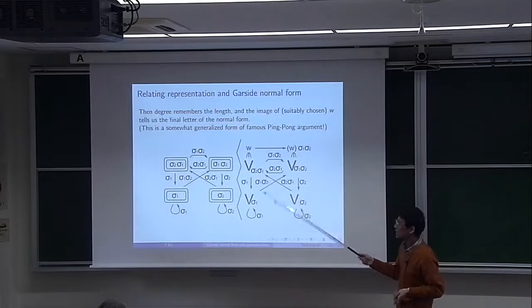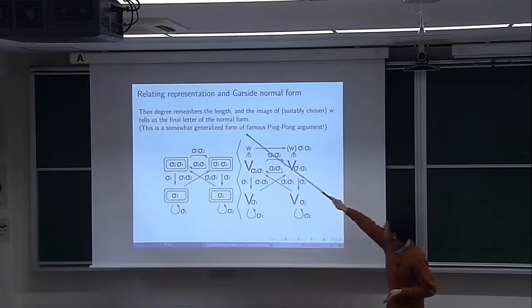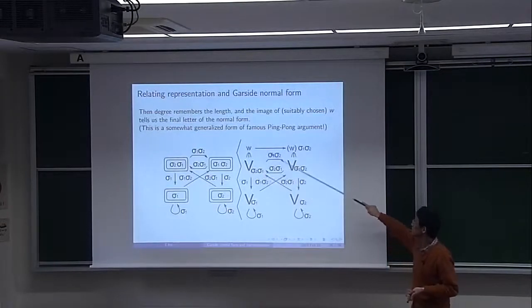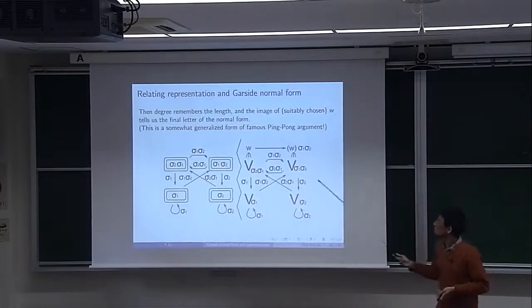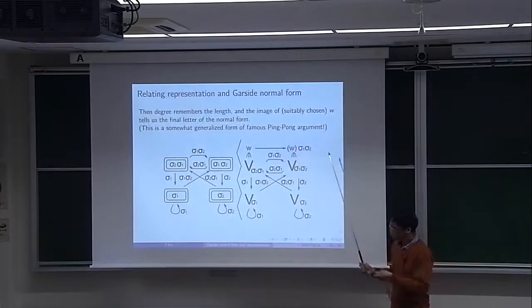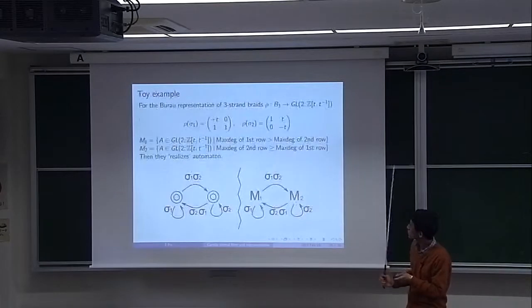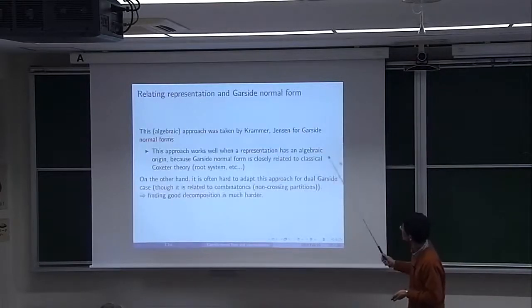So this is a kind of variant of the ping-pong argument. Then the degree remembers how many times we move the graph: degree 1, 2, 3, 4, 5, and so on. Once this is done, we are able to know the degree and what is the final letter of the normal form. I skipped this example.